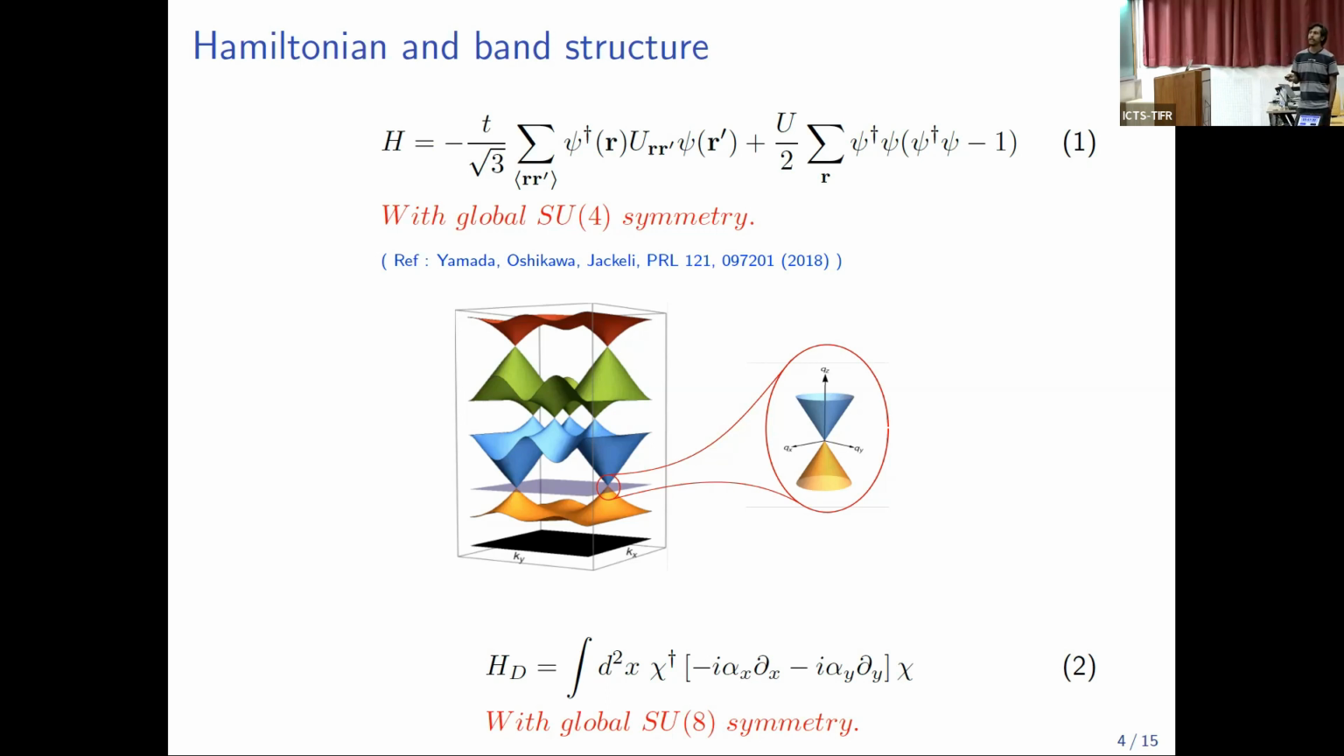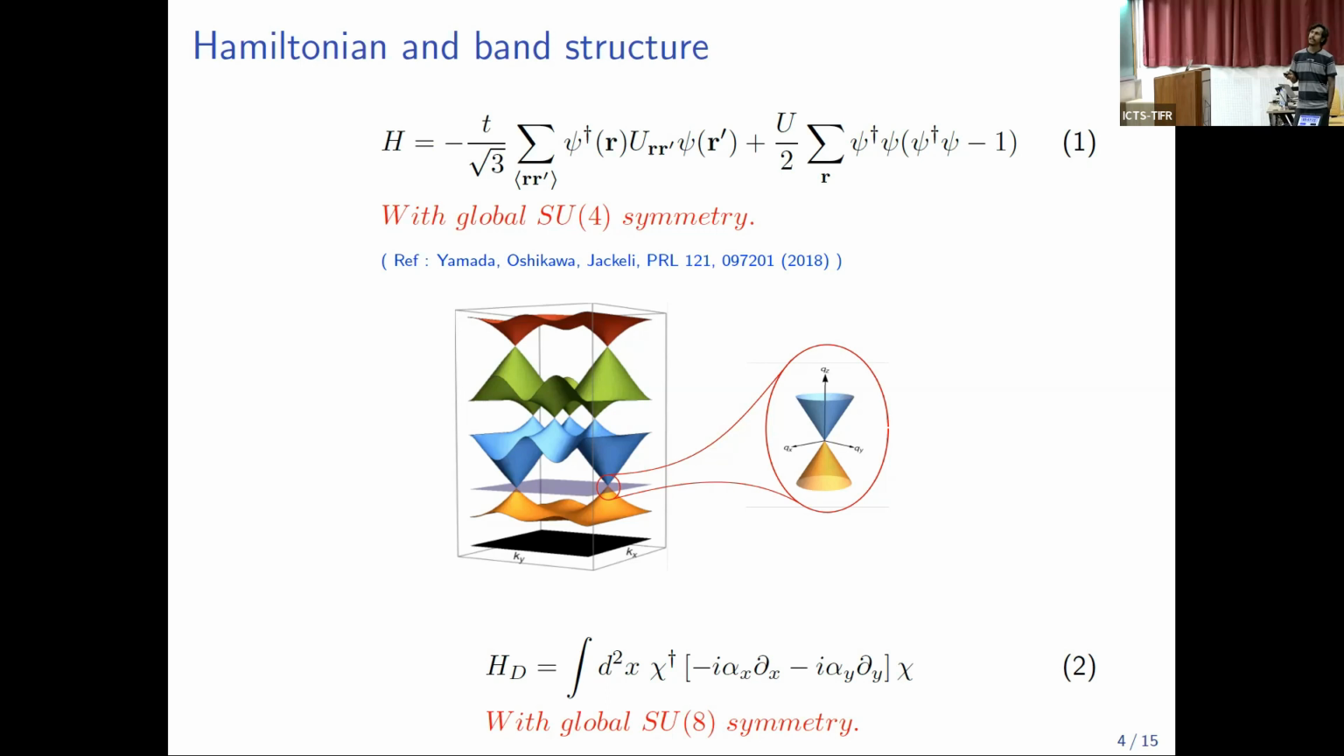So if you want to write a low energy theory, you can write a Dirac theory like this with linear dispersion, which is very similar to graphene. But I'll show what the differences are compared to graphene. And this Dirac theory has a global SU(8) symmetry.